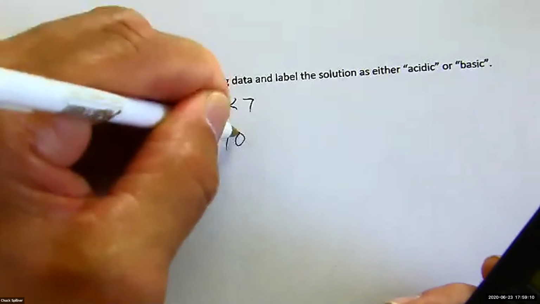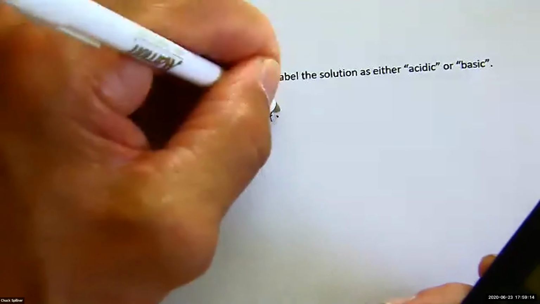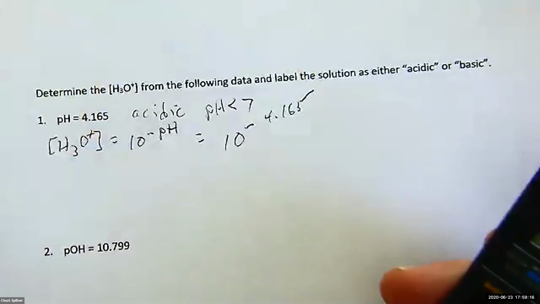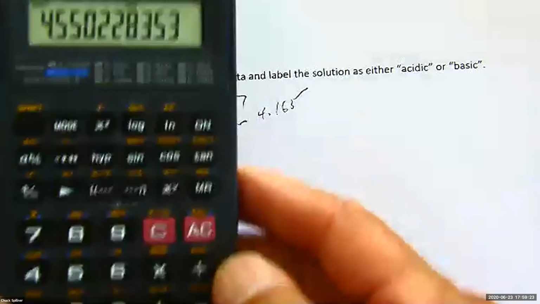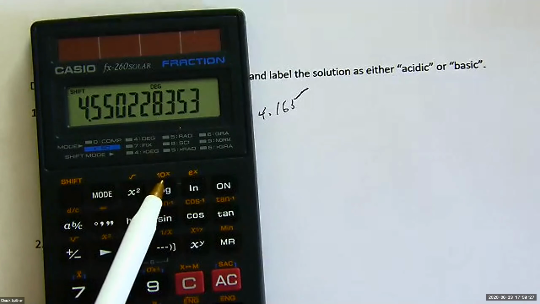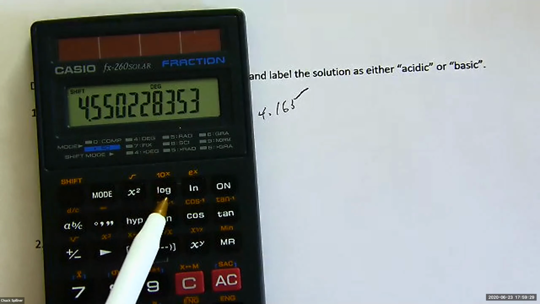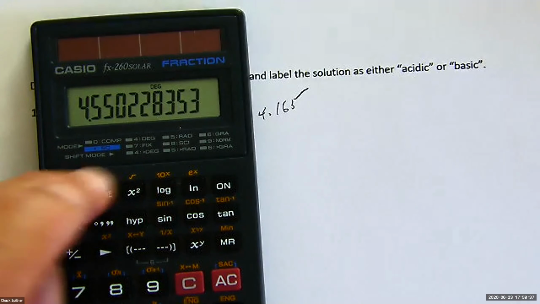So we'll go 10 to the negative 4.165. I happen to have a key here on my calculator. Show you right there. It's right there, the 10 to the x. So hopefully you have that. It's right above the LOG key. So this is the log key that I've been using. So I'm going to put in, I'm going to do shift 10.